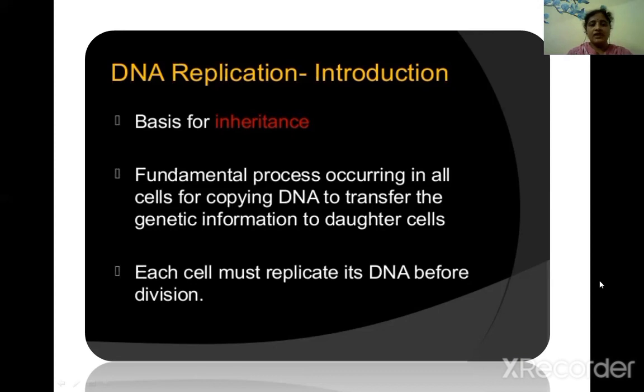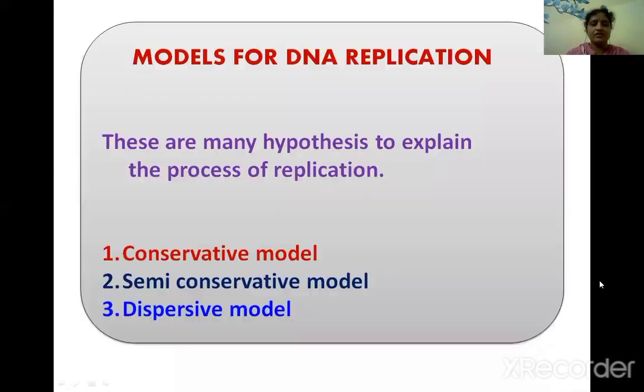DNA replication is the basis for inheritance, the fundamental process occurring in all cells, copying DNA to transfer the cell's genetic information to daughter cells. Each cell must replicate its DNA before division. Next, let us go to models for DNA replication.